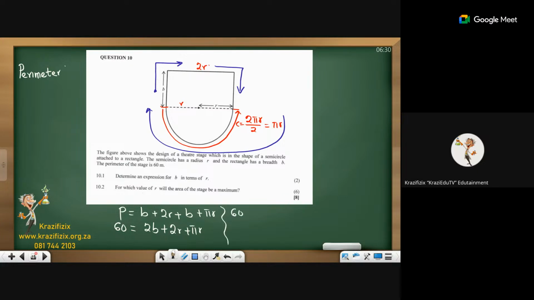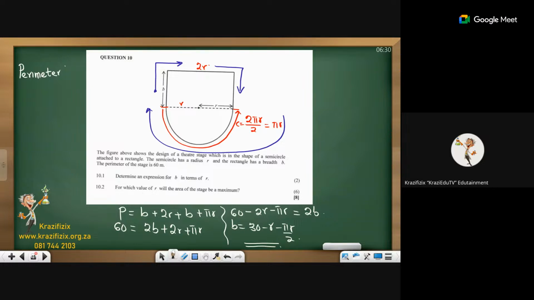60. 60 minus 2R minus pi R equals 2B. Can we divide everything by 2? 60 divided by 2 will give us 30, right? 30 minus R, minus pi R over 2. That is our B. That is our B. Let's finish up quickly.